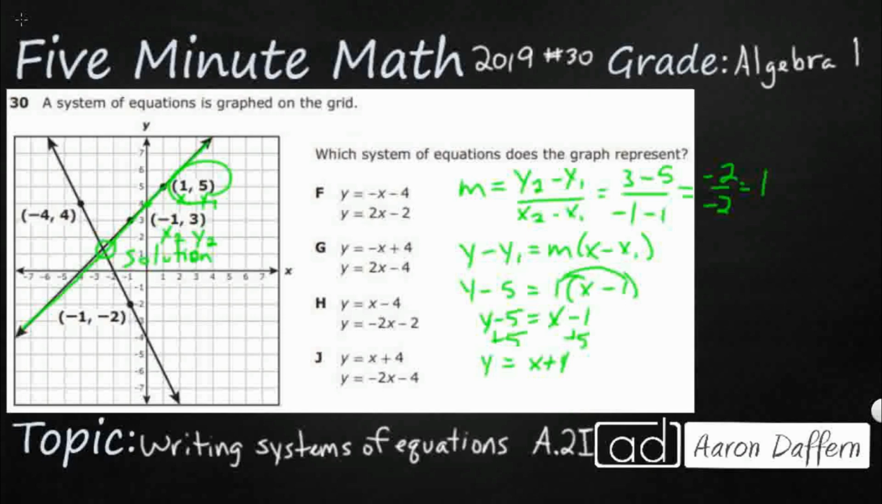All right, so that's my first equation right there. y equals x plus 4. So I'm looking at J, and that seems like it's the only one that has it. All right, let's work on the second one and see if we get that y equals negative 2x minus 4. So it's the second one right here. We've got our 2 points.